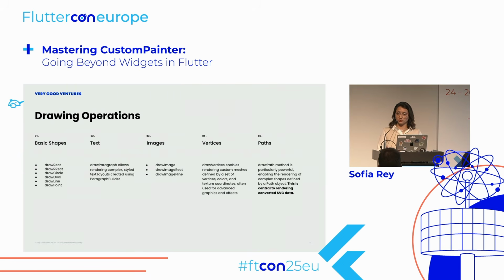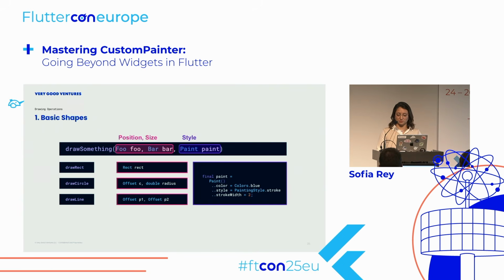Then we have the drawing operations. As I mentioned at the beginning of the talk, I'd like to focus on the path part, but I'm going to do a quick overview of all the tools we have available, just for you to know. So first, let's go through the basic shapes. Basic shapes all work the same. It's always draw something, and then we have a couple of parameters for position and sizing. And lastly, we have the paint object, which gives the style to this painting.